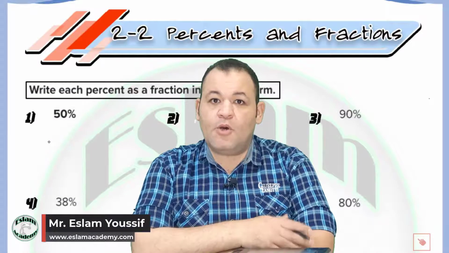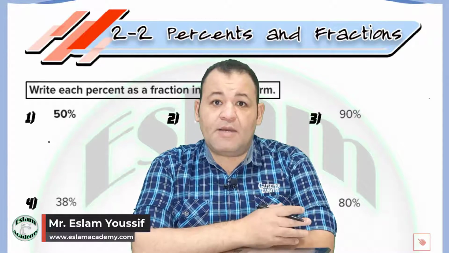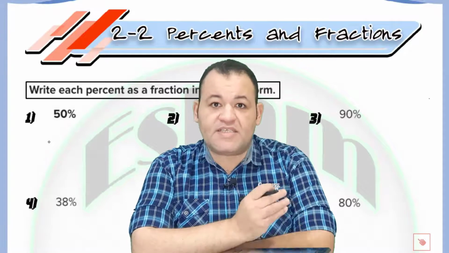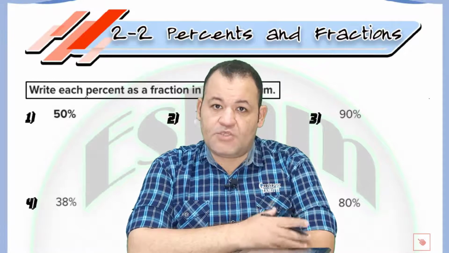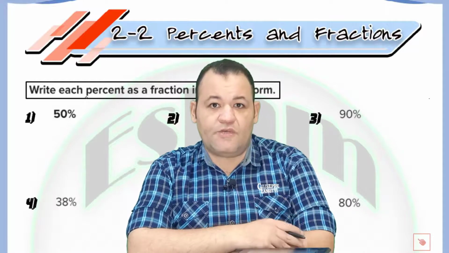In this video, we're talking about percent and fractions. What is the meaning of the percent? Percent is a type of ratio, but with the second term equal to 100. In all cases, the second term of the percent equals 100. So how can we convert from the percent to the fraction, and how can we convert from the fraction to the percent? That's what we will learn in our video today.